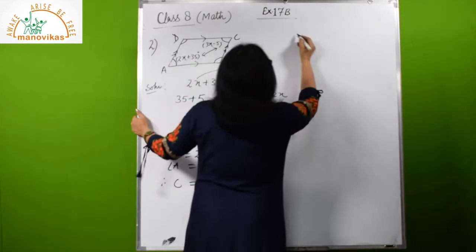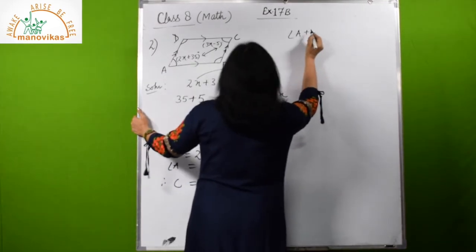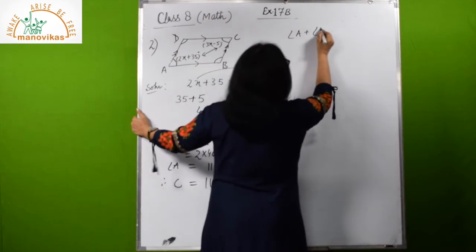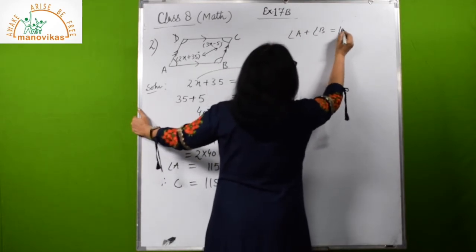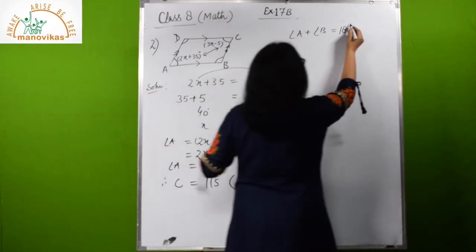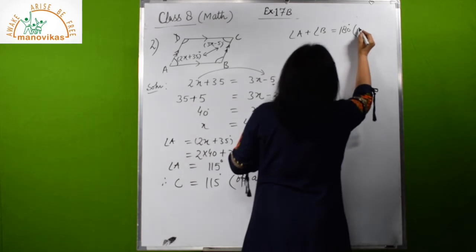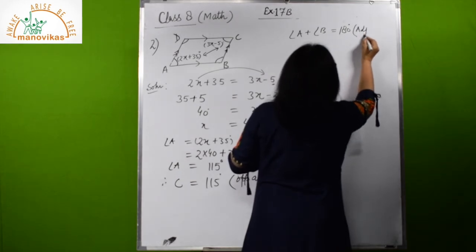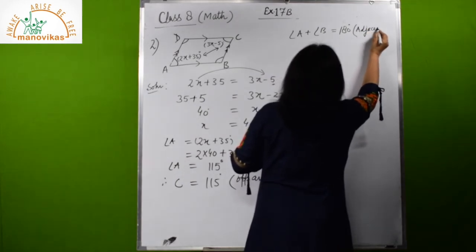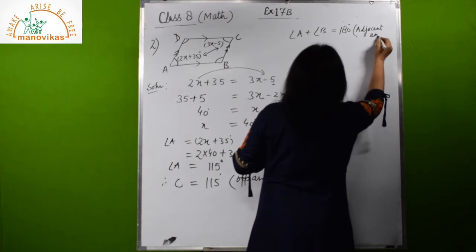So here I am taking angle A plus angle B. This is equal to 180 degree. Why is it equal to 180 degree? You have to give the reason. They are adjacent angles. And adjacent angles of a parallelogram are supplementary.